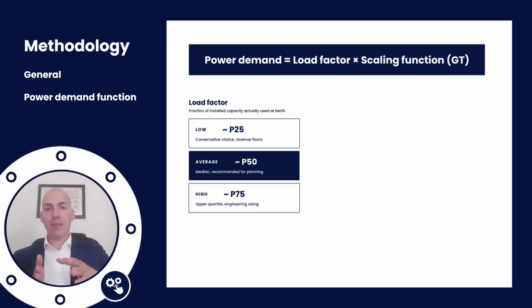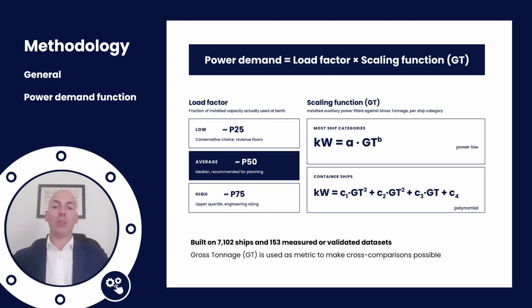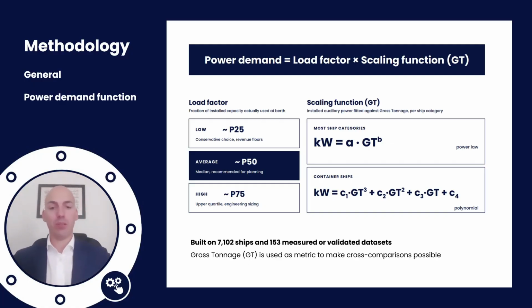Suffice it to say, we have the average, that is our average load factor, and we multiply it with a scaling function per ship category. And if you want, you can even do it per ship type, size, what have you, to further narrow down whatever it is that you need. And we base this all on roughly 7,102 ships in our database that we had information from. It's a bit more now, and 153 either measured real-time data or validated data sets. And again, gross tonnage is used as a metric to make it cross comparable.